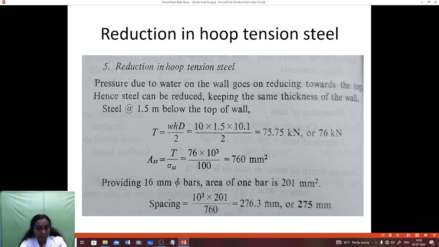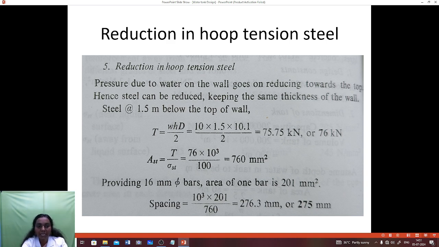I previously explained, in the water tank the pressure acting from the bottom to half of the tank is more, and from half of the tank to the top it is partially less. So the pressure due to the water on the wall reduces towards the top. Hence the steel can be reduced. So the area of steel is reduced, keeping the thickness of the wall.